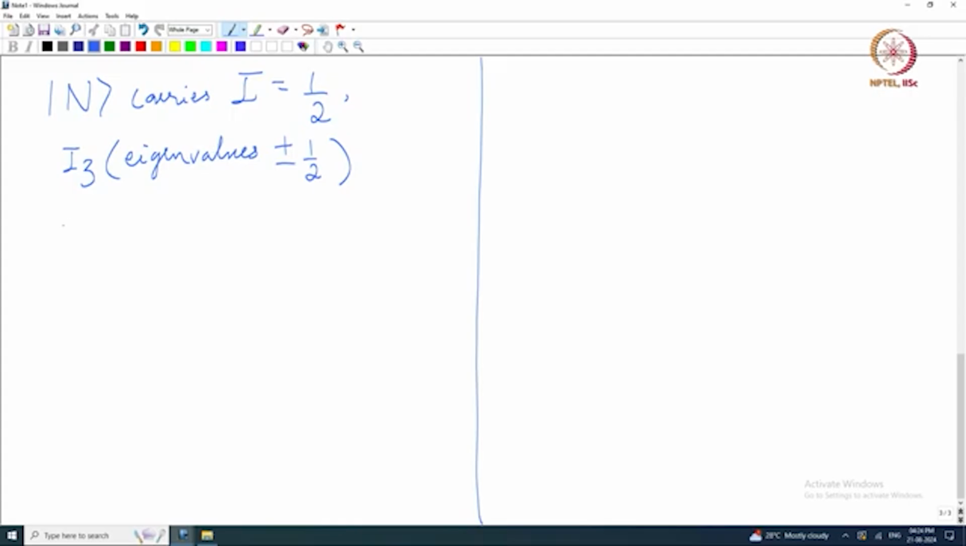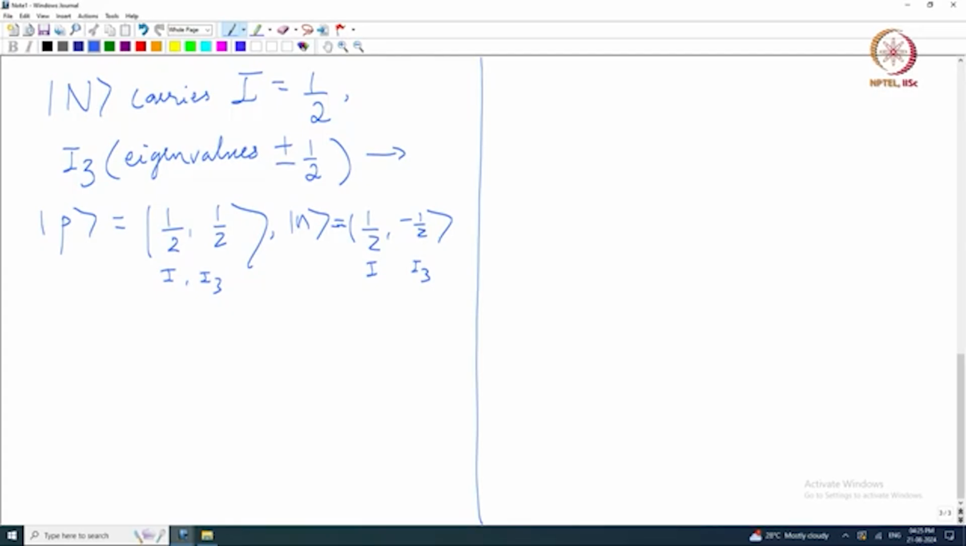So, I can write the proton state in the usual spin notation. I can assign the proton an I3 of half. So, this is I, this is I3, and then I can assign the neutron an I3 of minus half, because again this is I and this is I3. All right. So, this is the operator.